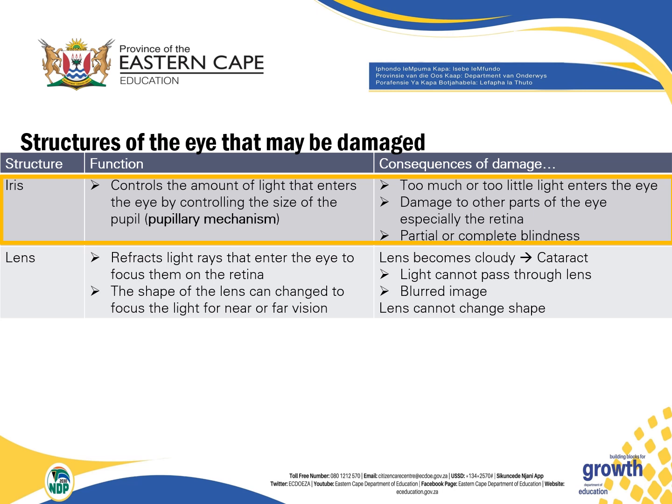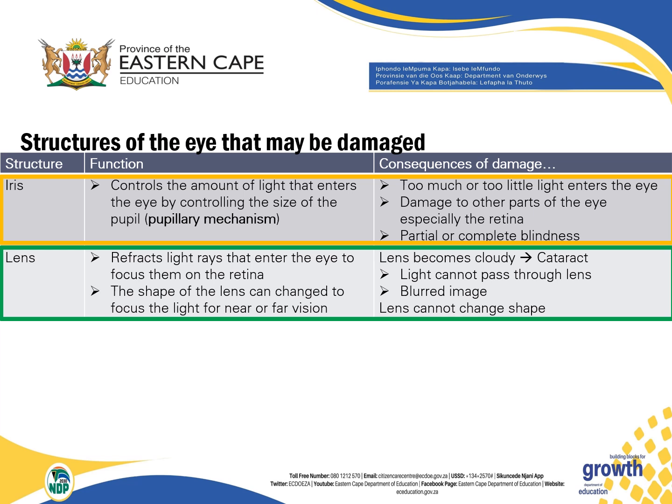If there's too much light, this will cause damage to other parts of the eye, especially the receptor cells that are found in the retina. This damage to the receptor cells can lead to partial or complete blindness.